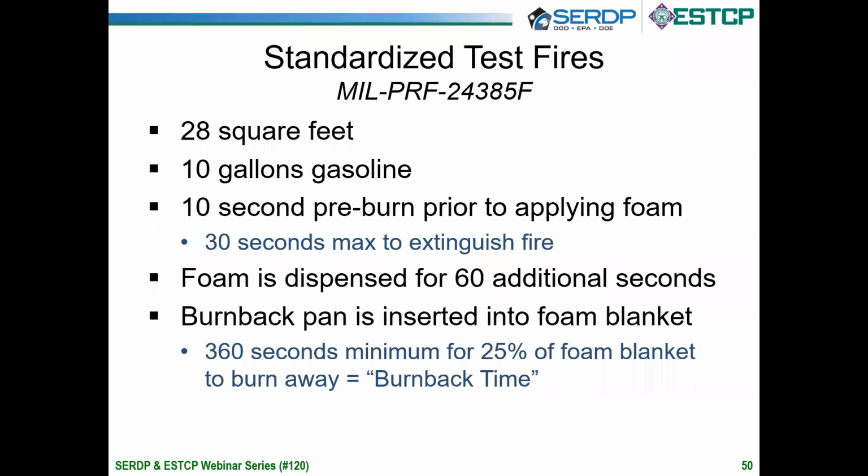And then we insert what we call a burn back pan, where a fire is lit in a small pan, and we watch the spreading of that fire. And after a certain point, we say, hey, that burn back time, we want that time to be at least 360 seconds. And so we're measuring the extinguishment time, and we're measuring the burn back time.